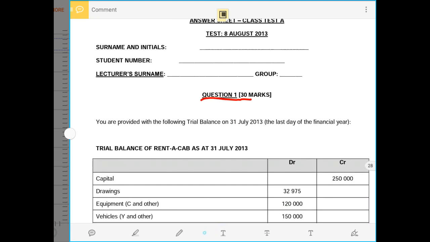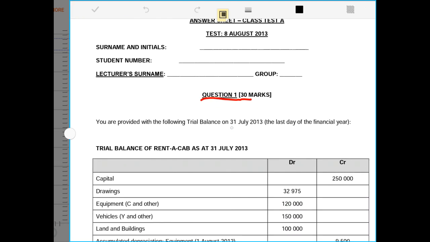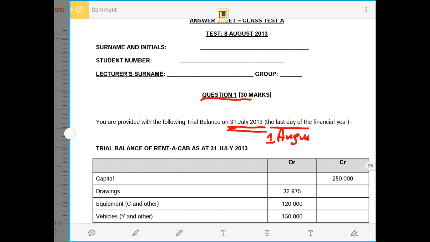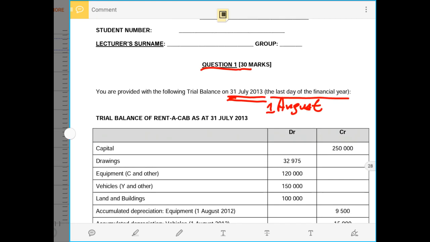You are provided with the following trial balance on the 31st of July 2013, being the last day of the financial year. That tells us that the end of the accounting period is the 31st of July each and every year. That means the accounting period begins on the 1st of August each and every year, because if it ends in July, it starts one day after. That is the beginning of the accounting period for this exercise.